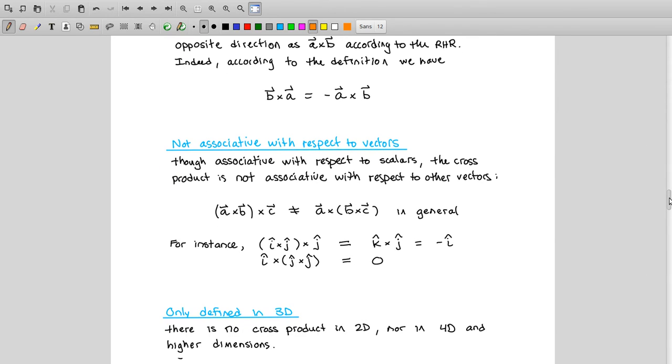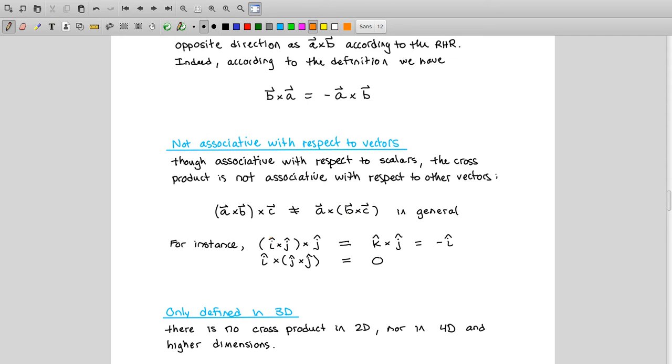Two, this is actually almost more concerning. It's also not associative if you're talking about vector multiplication. It's associative with respect to scalar multiplication, but not another cross product. So if I imagine doing A cross B cross C, you'd like to be able to move those parentheses around and say that's the same thing as A cross the quantity B cross C. But in general, this just isn't true.